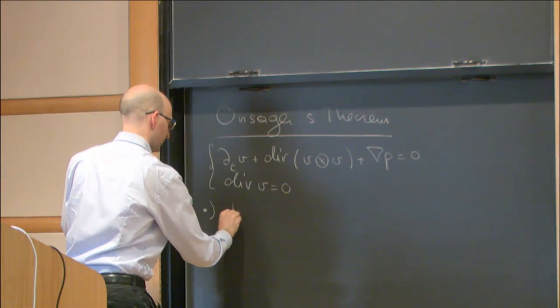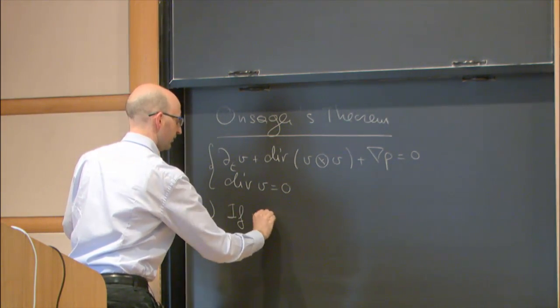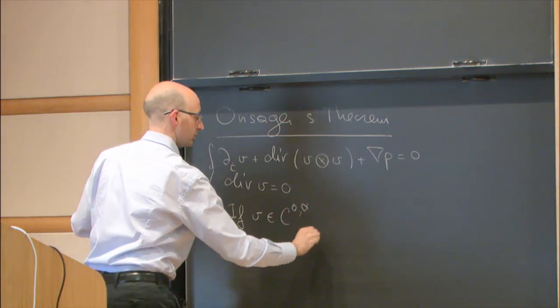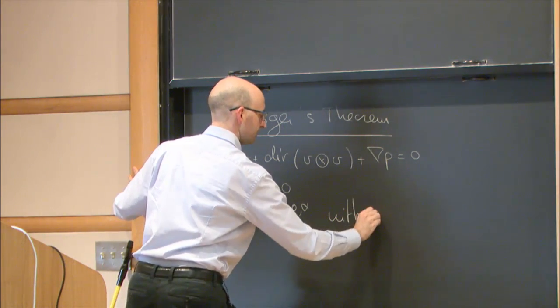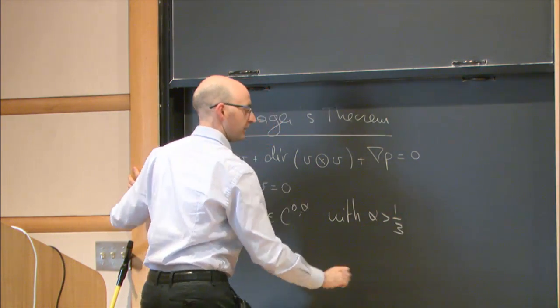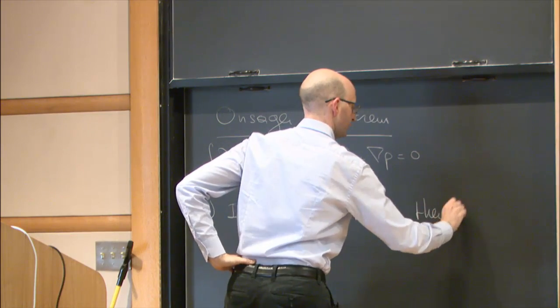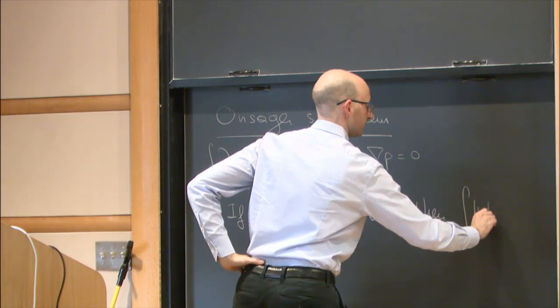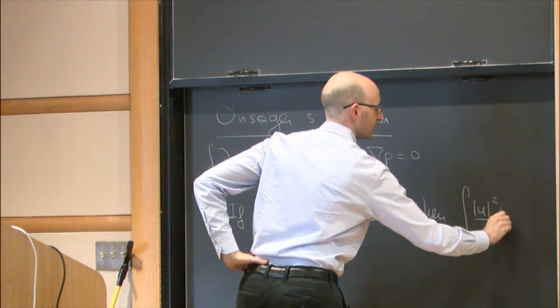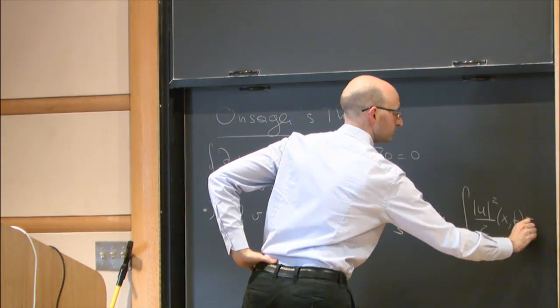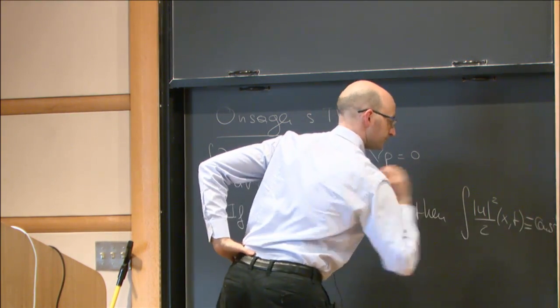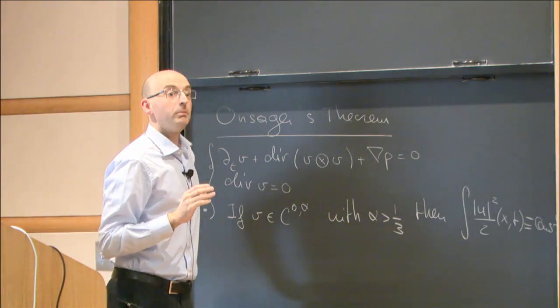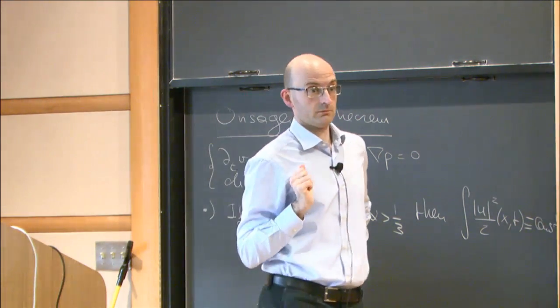That is, if V is Hölder continuous with alpha above 1 over 3, then the total kinetic energy is constant in time. But you may not have uniqueness, right? But yeah, it's open. It's open, yes.